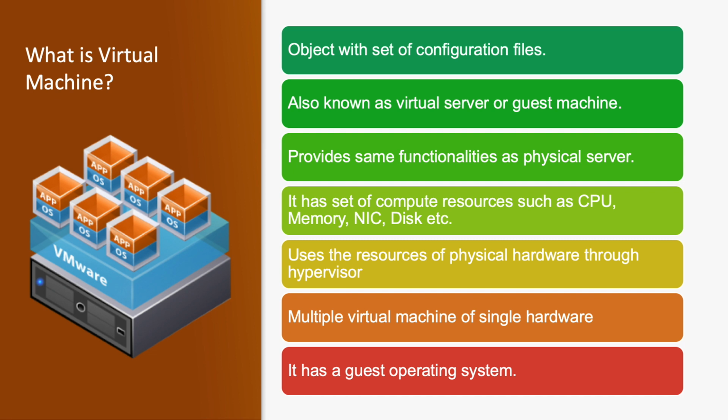And virtual machine has a set of compute resources such as CPU, memory, NIC and disk. It uses the resources of physical hardware through the hypervisor. Whatever resources we have on physical server, hypervisor assign those resources to the virtual machine. You can run multiple virtual machine on a single hardware. And each virtual machine has a guest operating system which can be a Windows, Mac, Linux or any operating system.